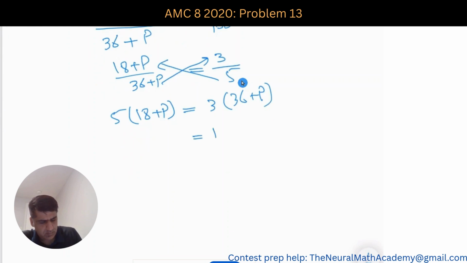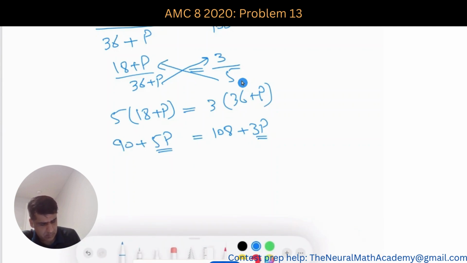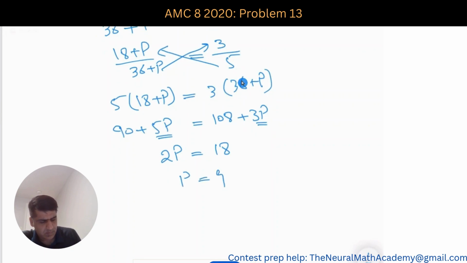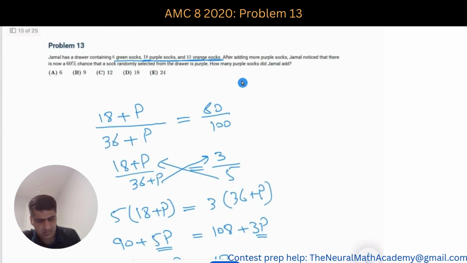So then here is 108 plus 3p, 90 plus 5p. And then we can collect the terms on one side of the equation. So we get then 2p equal to 18 and p will be equal to 9. So the answer is then B for this problem.